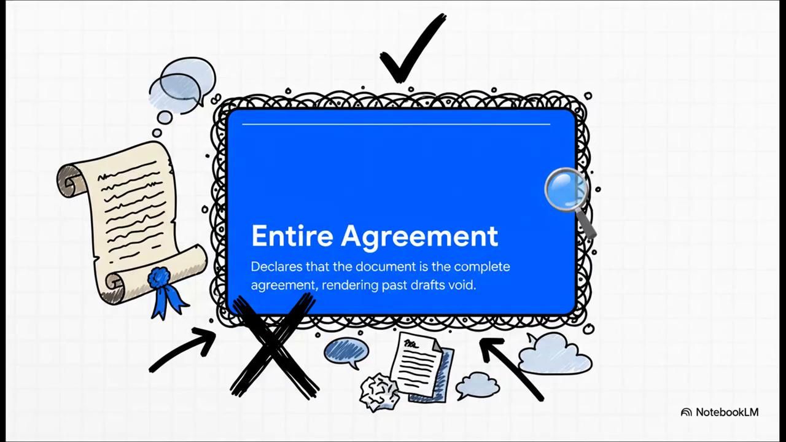Okay, moving on to clause number 4, the entire agreement clause. Honestly, this is a big one. It declares that the physical document you are signing is the complete and final agreement between everyone. What does that mean for you? It means earlier phone calls, past drafts, and previous promises simply do not count.